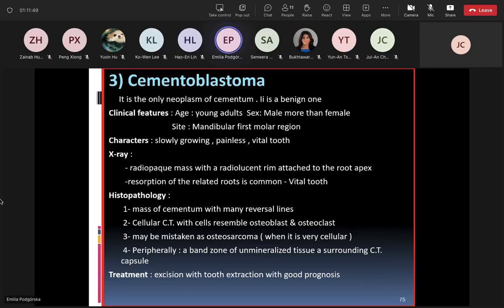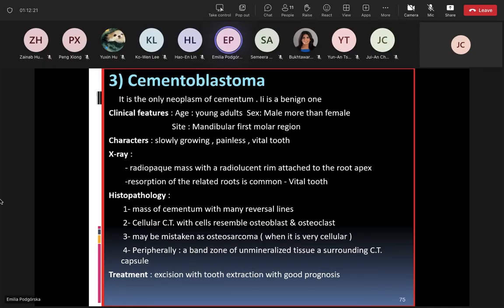Cementoblastoma is the only neoplasm of cementum. It is a benign one. Age: young adults, male more than female. Site: mandibular first molar region. Slowly growing, painless, with a vital tooth. On X-ray, a radiopaque mass with a radiolucent halo attached to the root apex. Resorption of the related root is common.